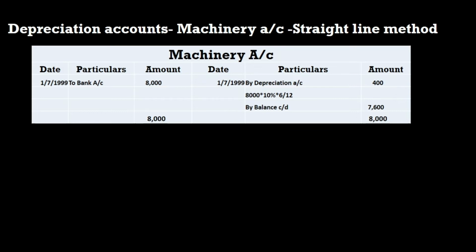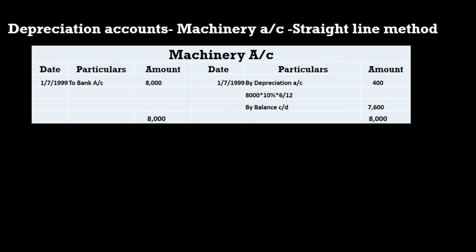After this, the answer will come to 400, okay? You have to subtract that 400 from 8,000, and it will come to 7,600. This is the written down value for that year, 7,600. So everybody understands the concept, correct?